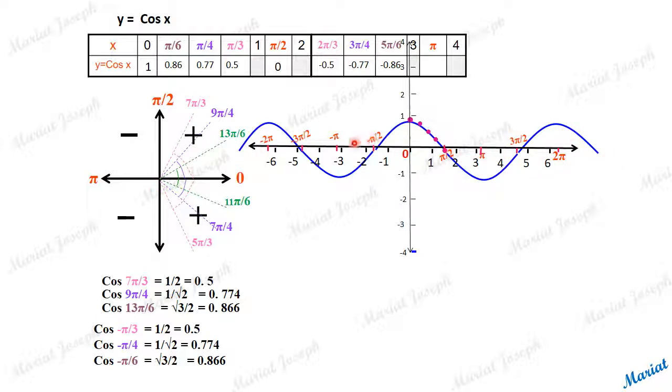It is also a wavy curve going up to +1 and -1. Maximum is +1, minimum is -1. So the range will be -1 to +1. Domain will be minus infinity to plus infinity. Very similar to the sin x graph. The only difference is the sin x graph passes through the origin. For the cos x graph, corresponding to 0, the y coordinate is 1. So it passes through 0, 1.